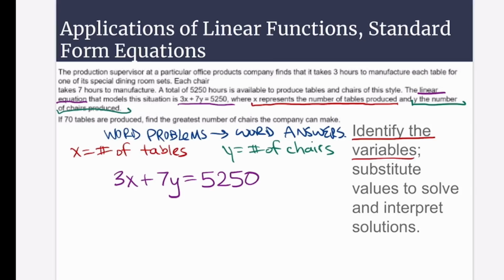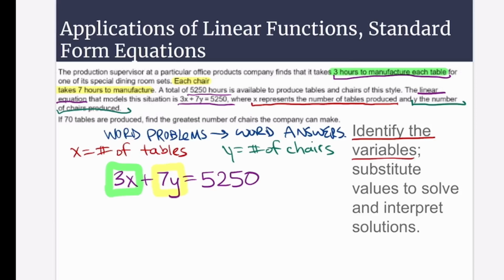A production supervisor at a company finds it takes 3 hours to manufacture each table. That is why the 3 hours per table connects the 3 with the number of tables, 3x. So with that being said, the 7 is probably the number of hours it takes to manufacture a chair. Each chair takes 7 hours to manufacture. So that's where those come up, and then you have your total of 5,250 hours.